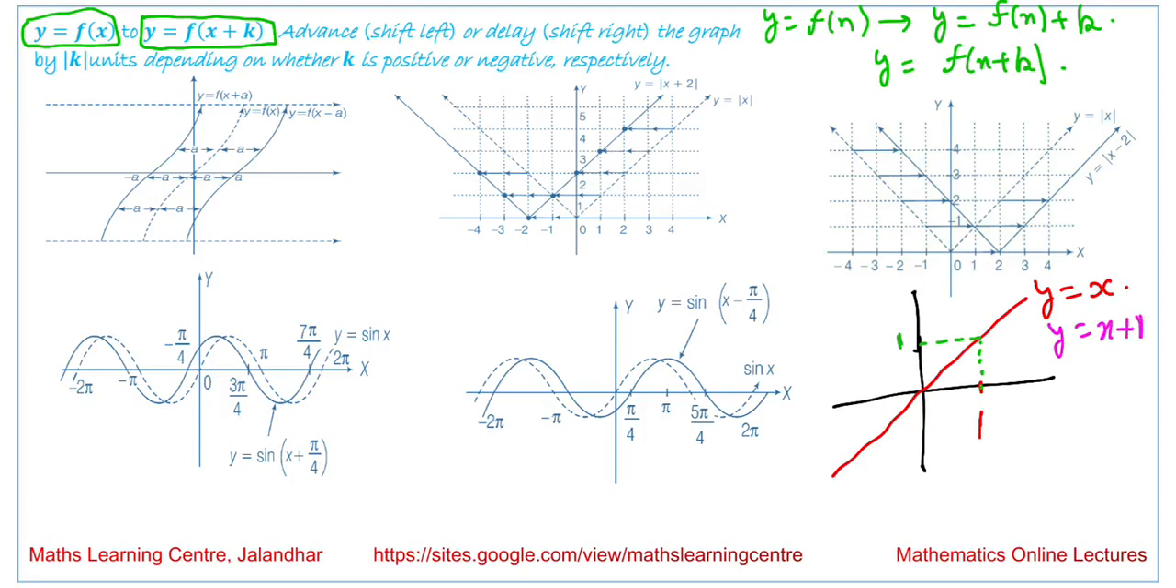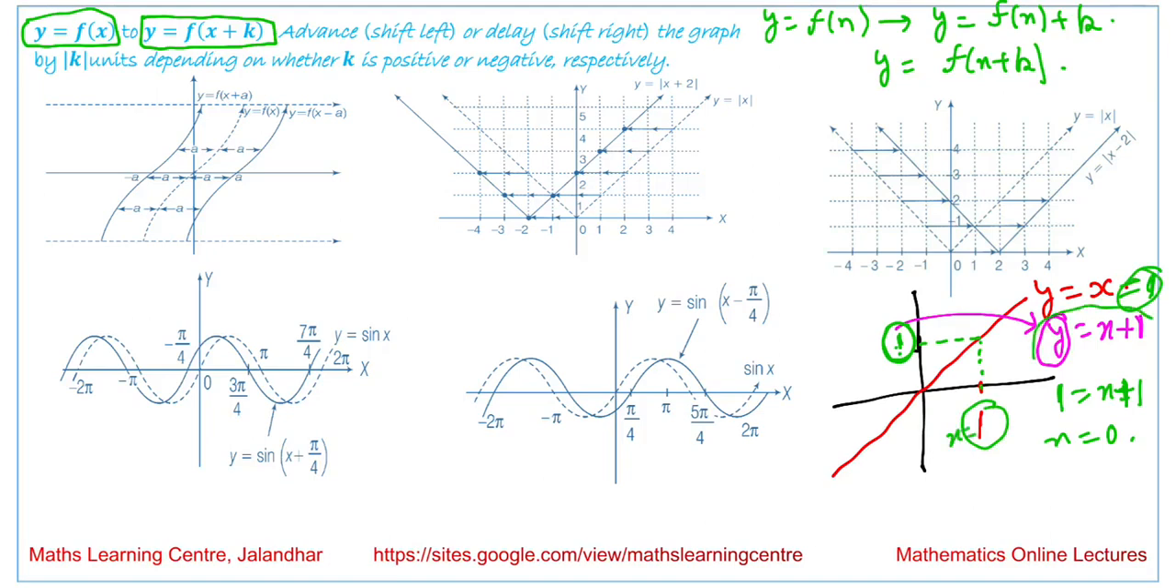So what will happen over here? We are talking about this value of y. When this value is attained, if I substitute y is equal to 1, I will obtain 1 is equal to x plus 1. So this will give us x is equal to 0. Earlier, this value y is equal to 1 was attained when x was equal to 1.